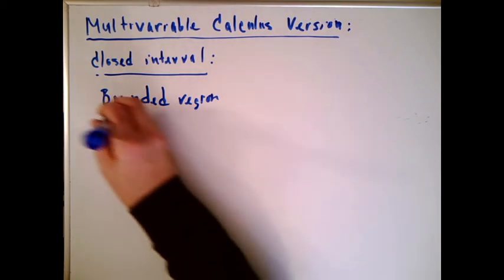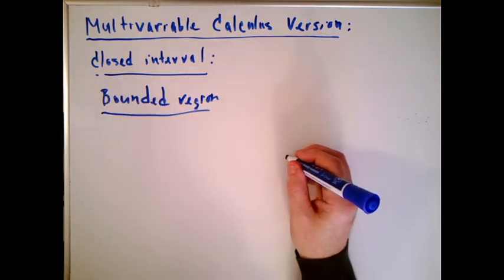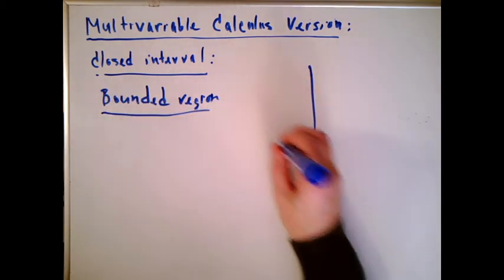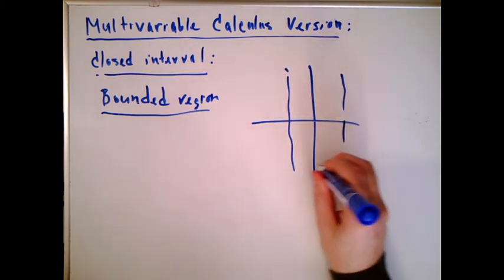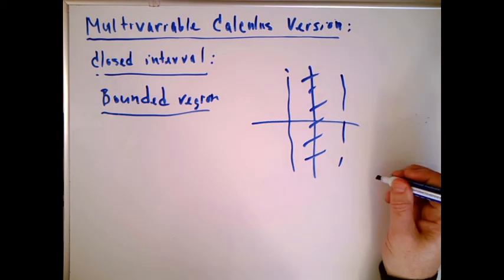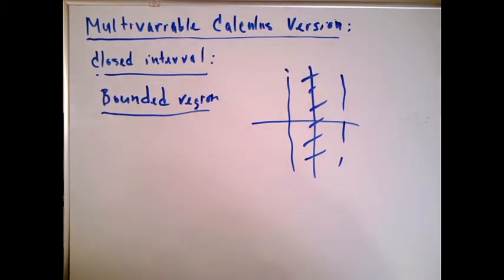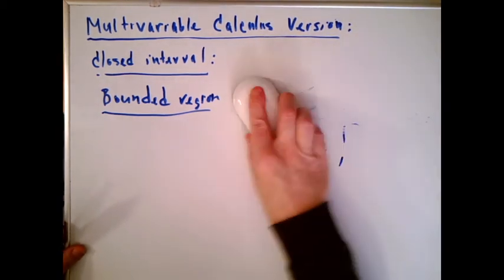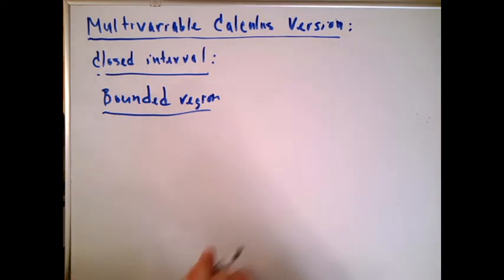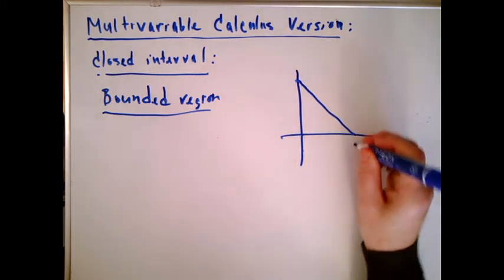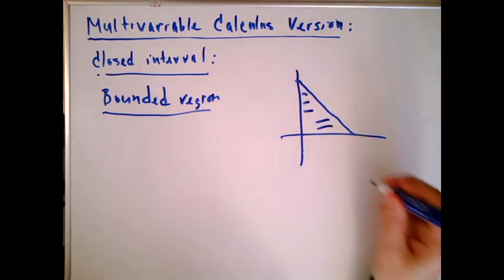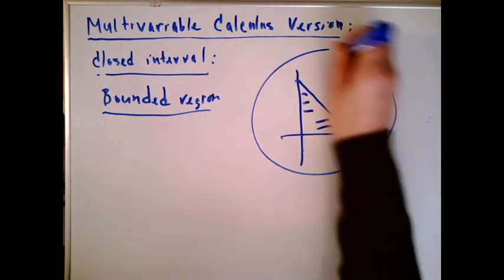A bounded region is a region in the xy plane that you can draw a circle around. So for example, if I'm looking at this strip in here, that's not bounded because no matter how big a circle I draw, I can't actually get every point in that region. On the other hand, if I have a region that looks like this, which seems to happen a lot, that's a bounded region because I can draw a circle around it.